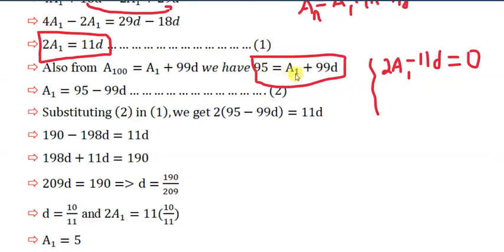And also from this one, let us rewrite as such. a1 plus 99d is equal to 95. This is a system of linear equations involving two variables. To solve a system of linear equations involving two variables, there are different methods that you have already learned.